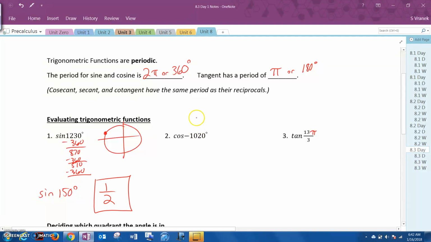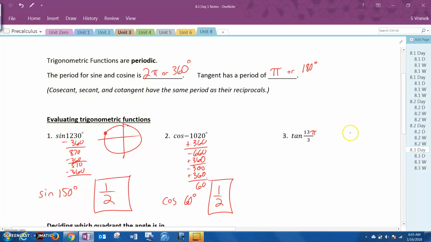Now, when it's a negative angle, to unwind it, you have to add 360 a couple of times. So if you add 360, you get negative 660 plus 360, which gets you negative 300, and then plus 360. When you have negative 300 plus 360, you get 60. So I'm asking you the cosine of 60 degrees. Well, 60 degrees is where the x is shorter and the y is longer, so this answer is also 1/2.